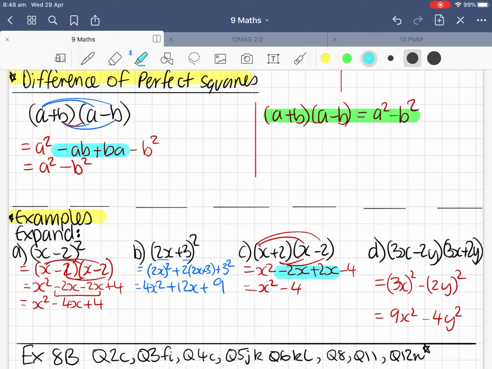So guys, this looks like it's a lot of work, but it's actually not. With exercise 8B, I want you to have a go at a little bit of every type of question. Here we see perfect squares, some with coefficients, some without. Difference of two squares where x doesn't have a coefficient and where it does. So I've just asked you to do question 2C, question 3FI, question 4C, and so on, just to get a range of different exposures to those questions. Questions 8 and 11 are your worded problems, and if you're looking for a challenge, have a crack at question 12N.